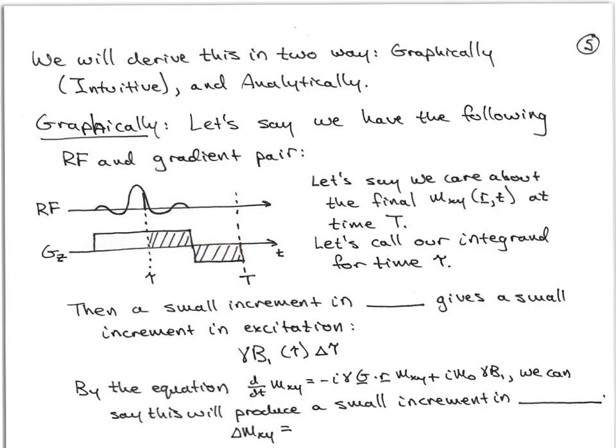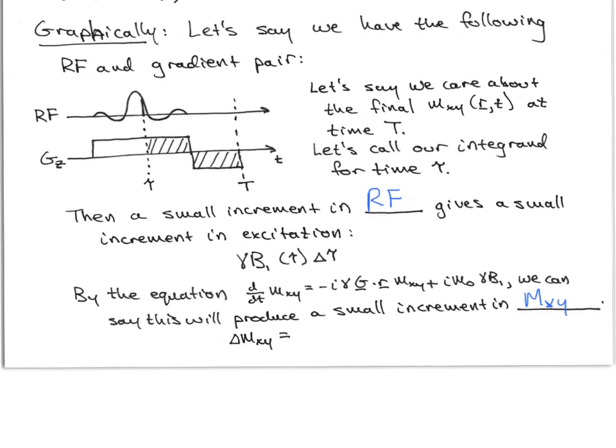Now let's look at just one little tiny increment in time, an increment delta tau. A small increment in the RF that comes from that small increment in time gives a small increment in excitation that's given by gamma times b1 of tau times delta tau. Then by our first order differential equation, if we plug this in, we will get a small increment in mxy, which is given by delta mxy equals i times m0 times gamma b1 of tau times delta tau.